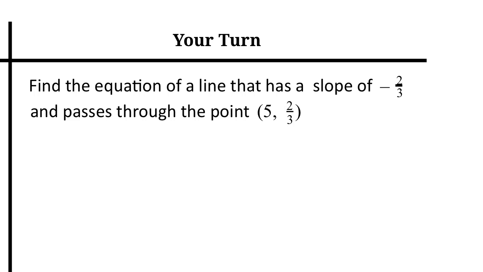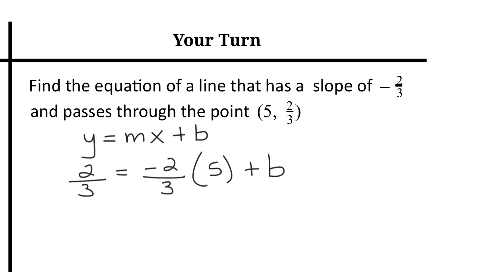We're going to find the equation of a line that has a slope of -2/3 and passes through the point 5, 2/3. So pause the video, come up with your equation, and then come back to see the full solution. So the first thing we want to do is take all of the information that was given to us in the question and input it or plug it into the correct spots or locations in our equation template.